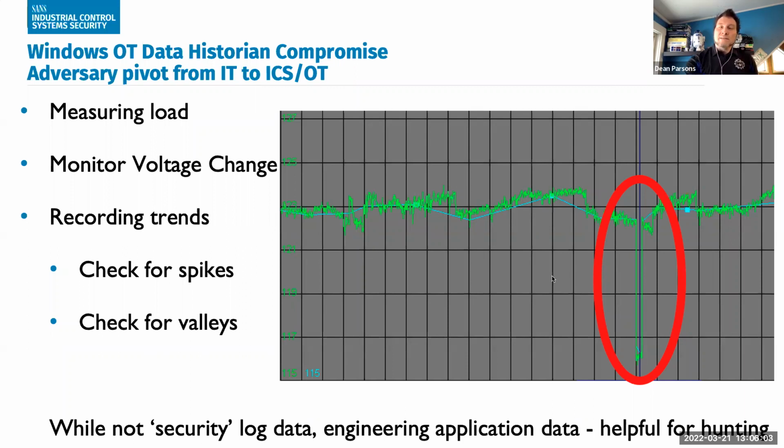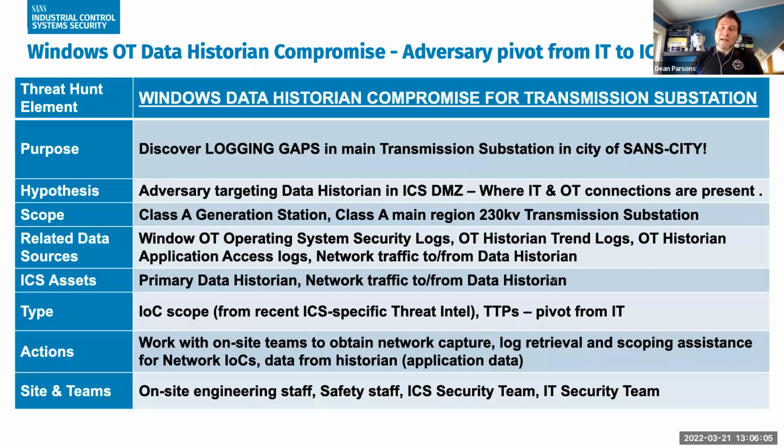threat hunting. Now, this should look familiar from the last session that we had. This is that threat hunt template that we'll build out for any threat hunt that we'll have. So you can take this and use this as you build up your hunting experience and your initiatives. Now, of course, in this case here, we have that data historian that's compromised, but the purpose of this hunt is to discover possible logging gaps in the transmission substation in our city of Sand City.